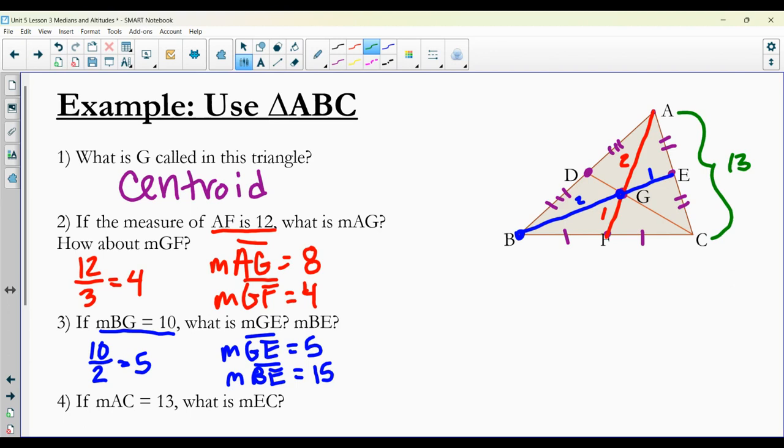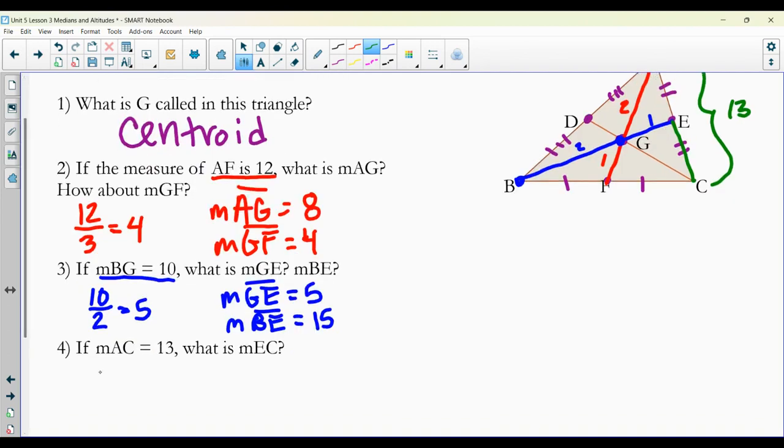So if the entire thing from A to C is 13, then we would have to cut 13 in half to get from E to C. So that just means that the measure of EC is half of 13, which translates to 6.5.